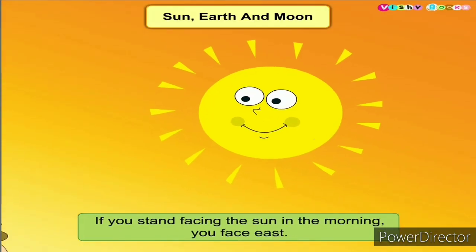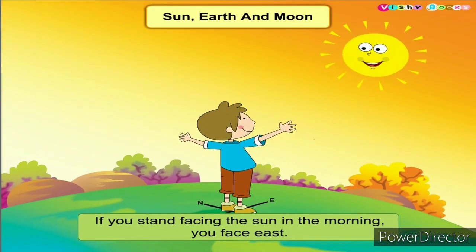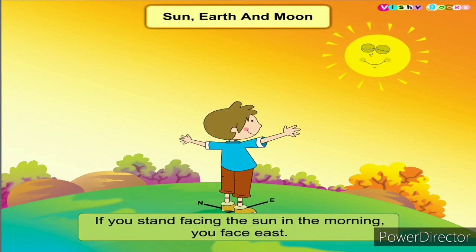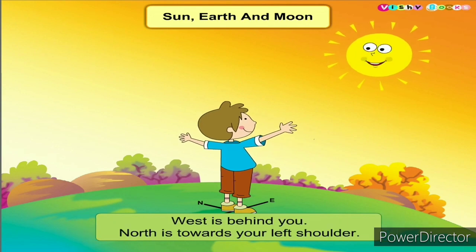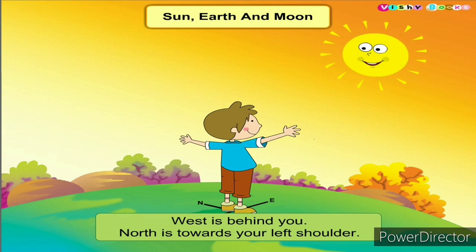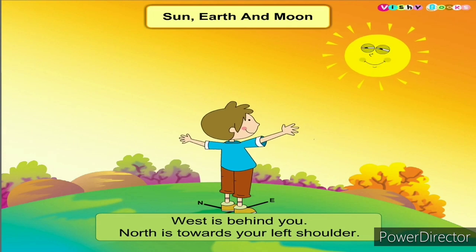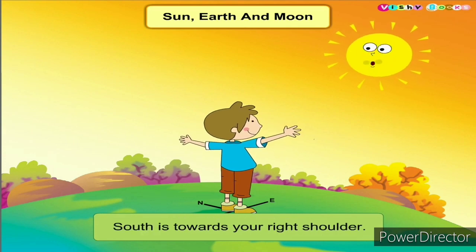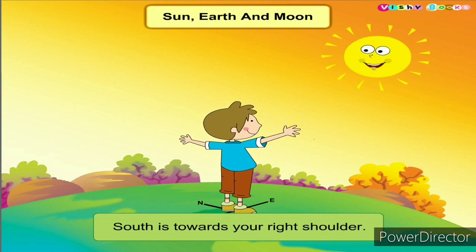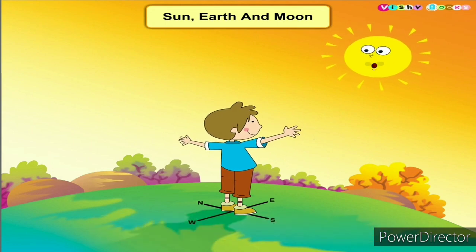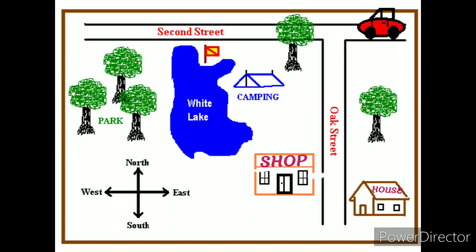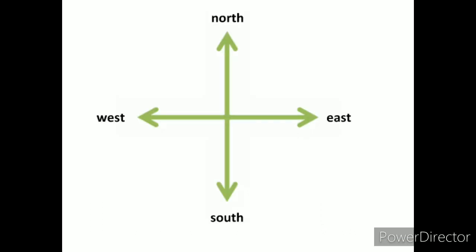Now, if you stand facing the sun in the morning, you face east. So that means west is behind you. Then north is towards your left shoulder and south is towards your right shoulder. Using these directions, we can find out the various locations like our house, shops, park, streets, etc.